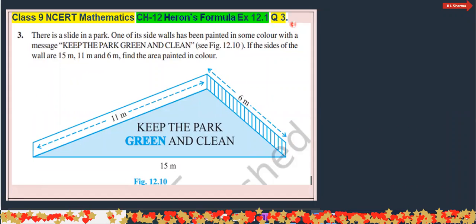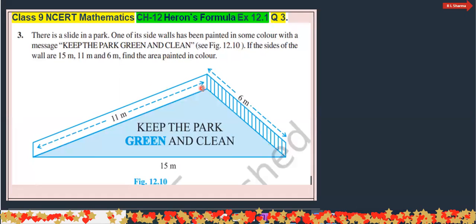Question 3. There is a slide in a park. One of its side walls has been painted in some color with a message, keep the park green and clean. एक पार्क है, इस पे स्लाइड है और इस पे मैसेज लिखा है, keep the park green and clean. If the sides of the walls are 15 meter, 11 meter and 6 meter, find the area painted in color.